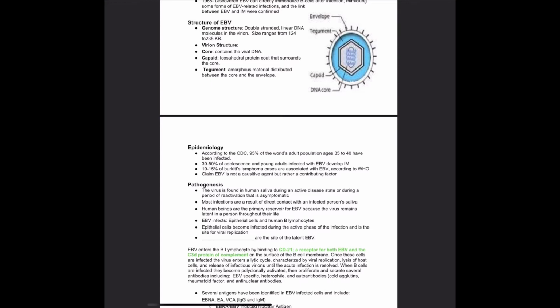According to the CDC, 95% of the world's population ages 35 to 40 have been infected. 30 to 50% of adolescents and young adults infected with EBV develop infectious mono.